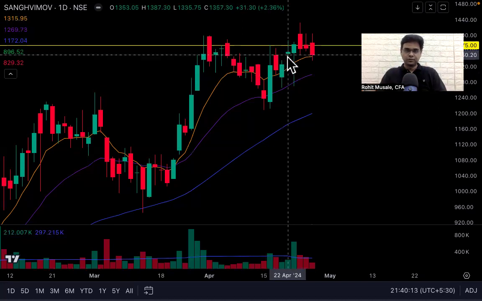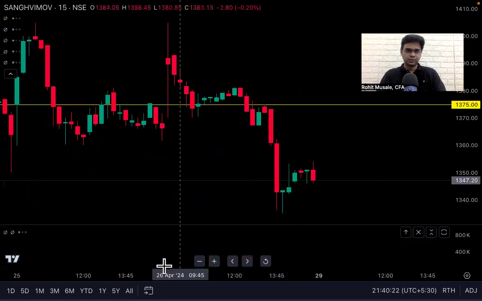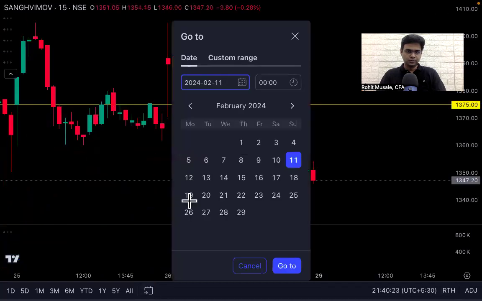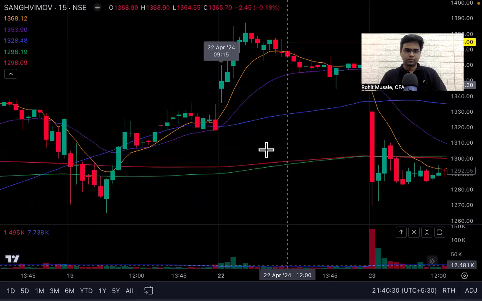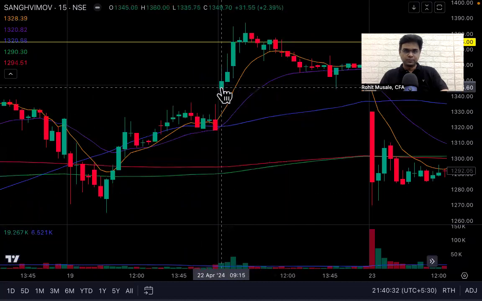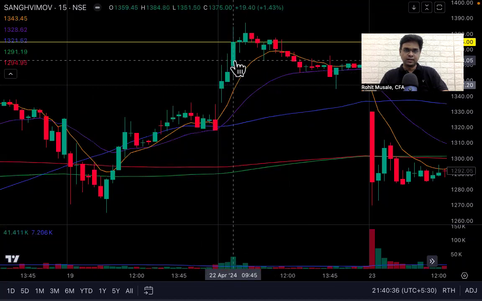So let's go to the 15-minute chart of 22nd April. So I write 15 here. This is a 15-minute chart. Let's go to 22nd April. Yes. So this is the first candle. This is the second 15-minute candle. This is the third candle.